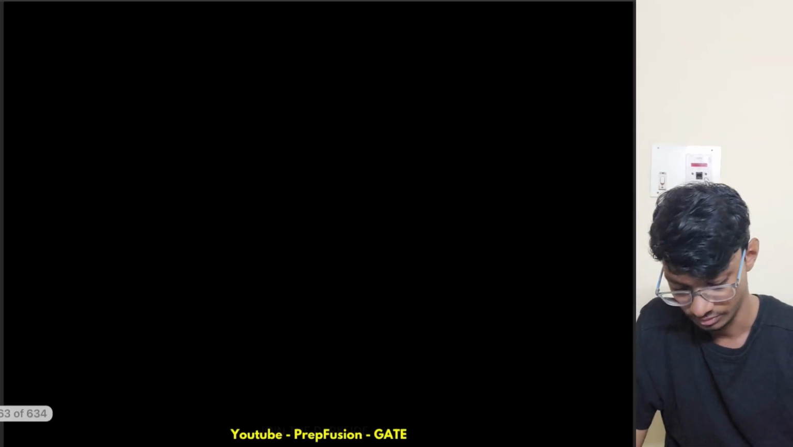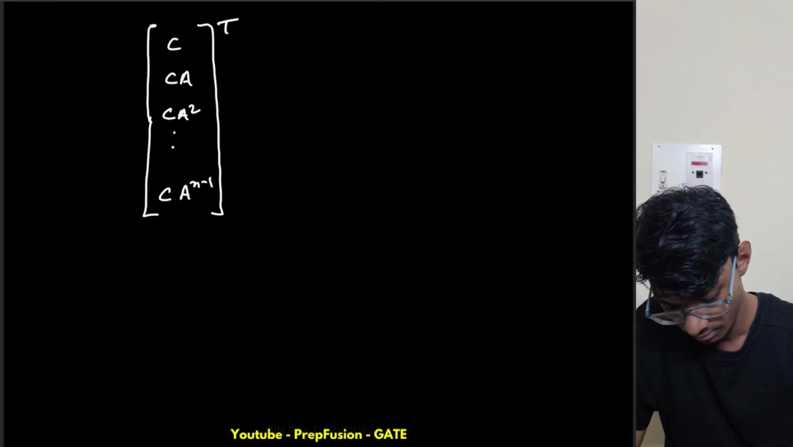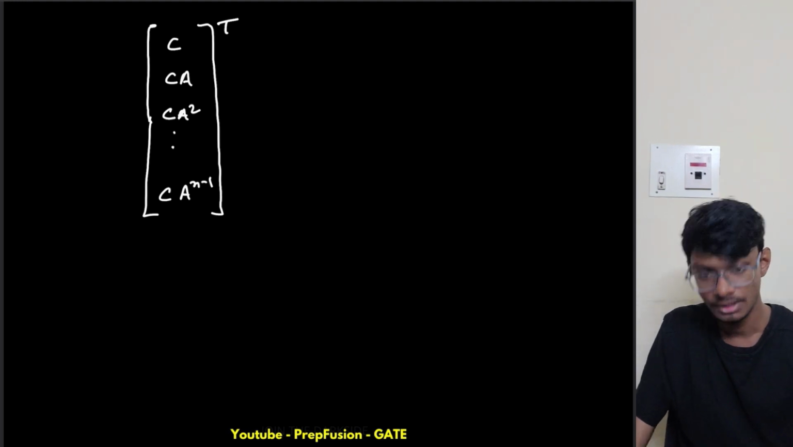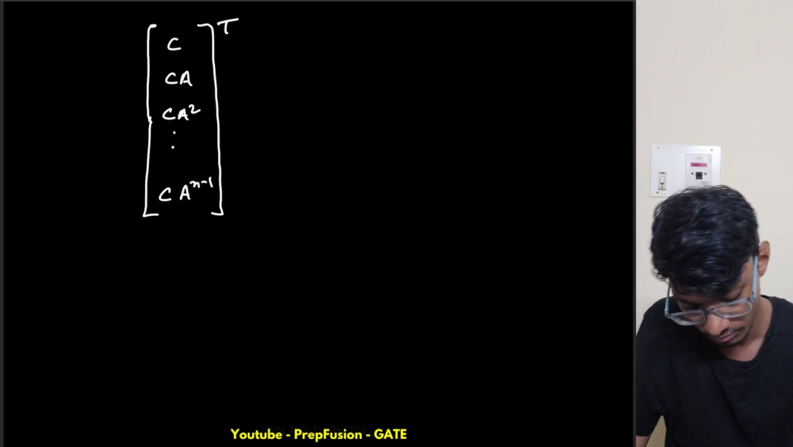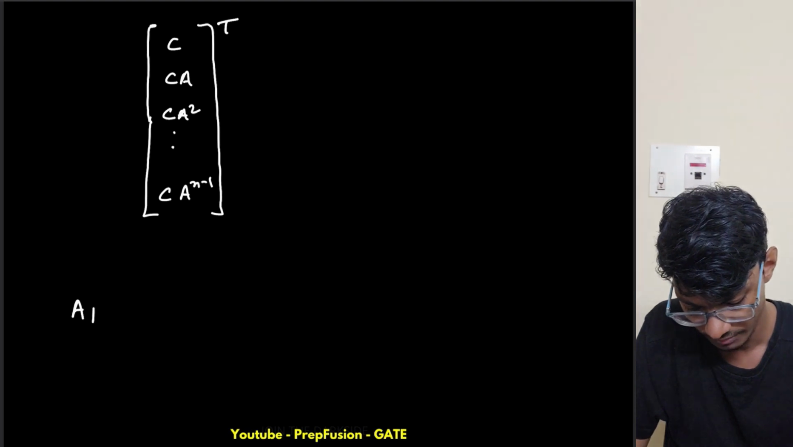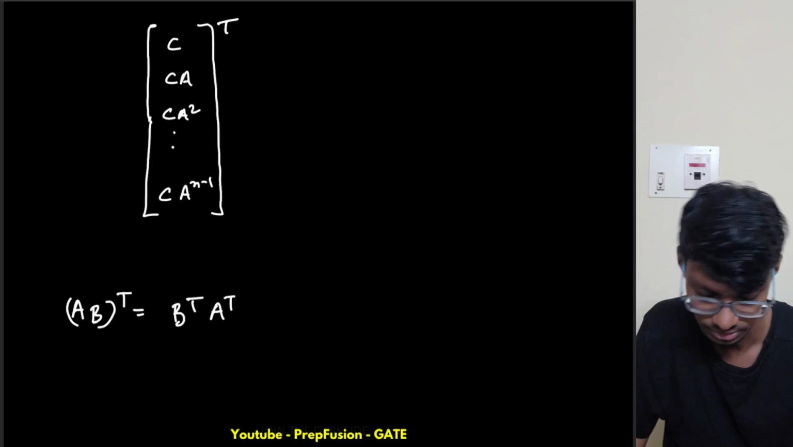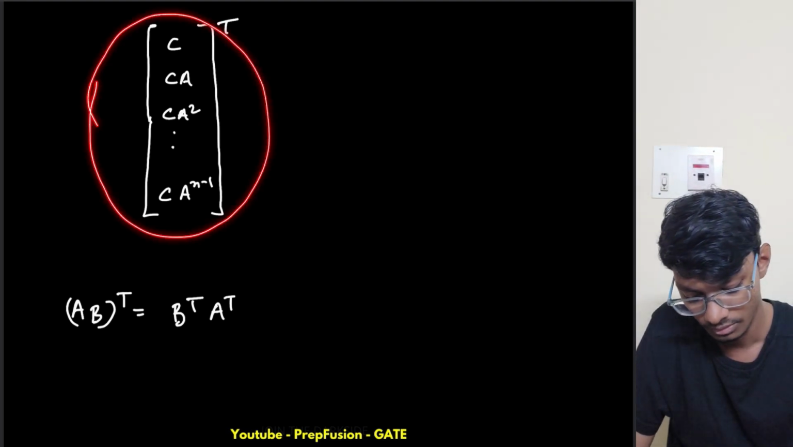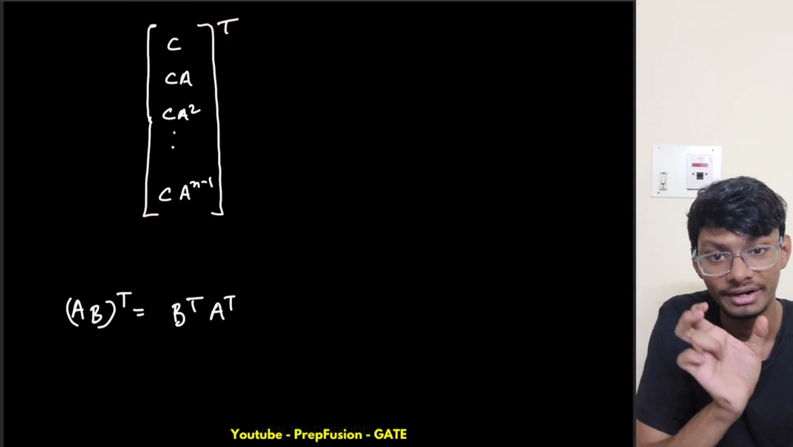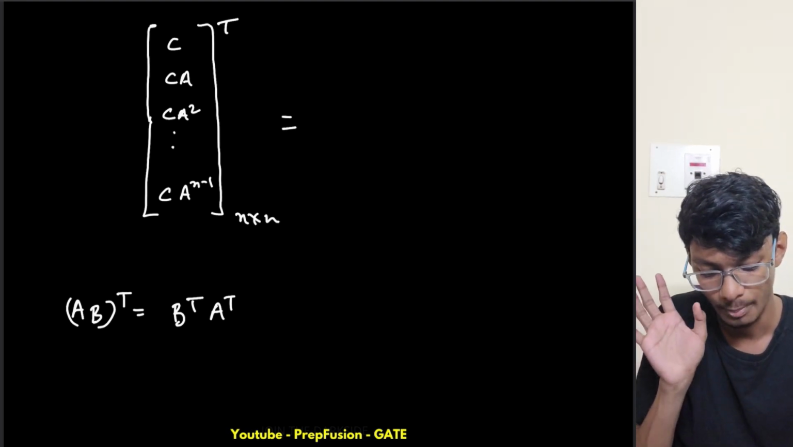So I will take the transpose of this one. What is the transpose of this one? We already know one property: the transpose of AB is simply B transpose A transpose. Now this is written like a column right now. If I do the transpose of this one, it will be written like a row. But keep in mind, this is also n cross n, and that will also be n cross n. It's just a matter of representation.